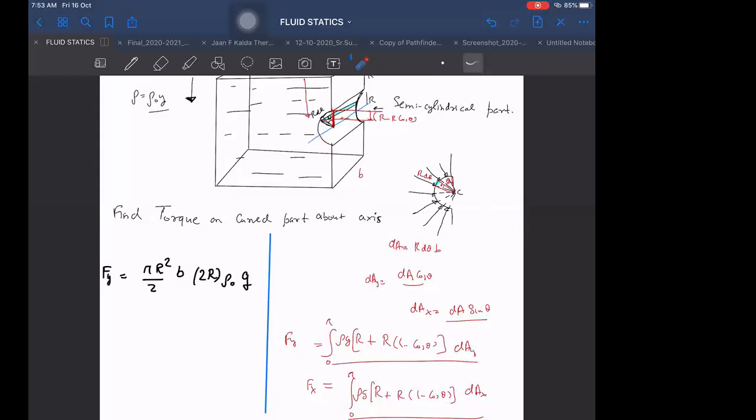The force should be upwards, because the force given from the bottom is more than the force from the top. Force from the bottom is more than the force from the top. So we are expecting the answer to be upwards. That is correct. Okay, sir.